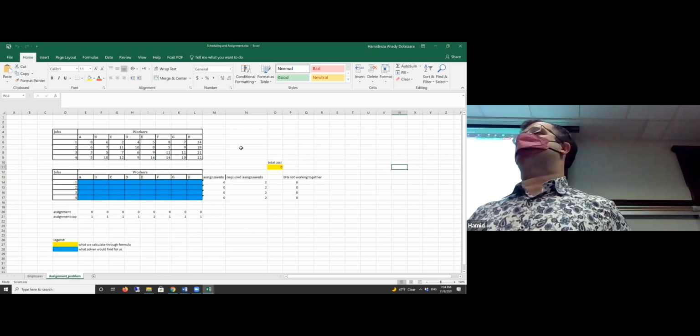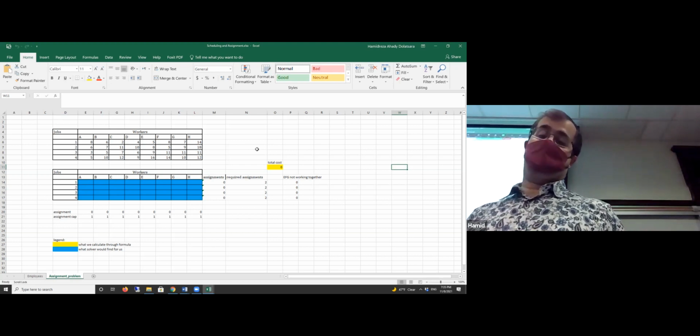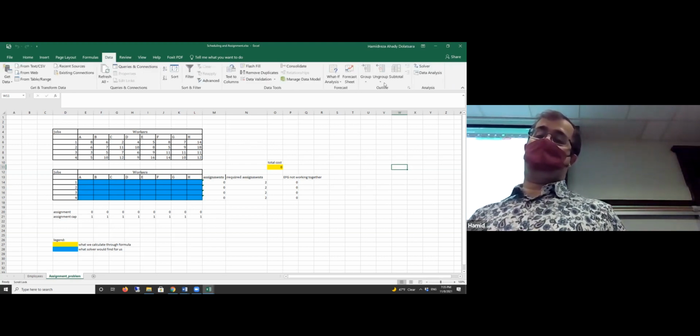So, any questions about the setup? If you have a question, no worries, just ask. I know it might be a little challenging, since it's the first time you see such a problem, but it's the way that we try to learn operations research. So click on solver.